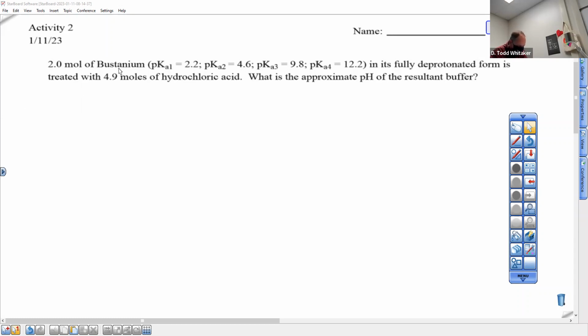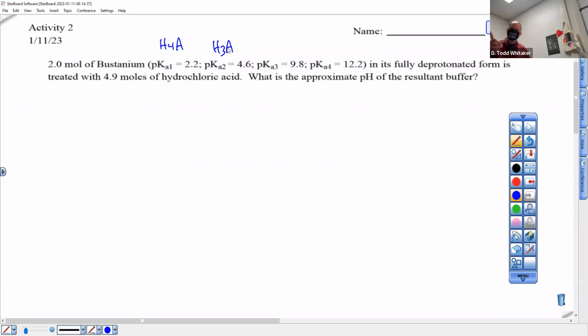2 moles of Bustanium. I gave you 4 pKa, so when it's fully protonated, it has 4 protons. When it's fully deprotonated, it's missing 4 protons. So what would be a good short form for the one that has all the protons? H4A would be pKa1. And H3A would be pKa2.